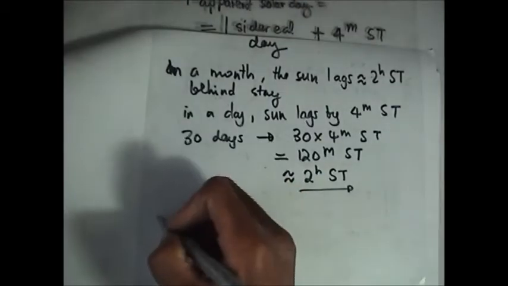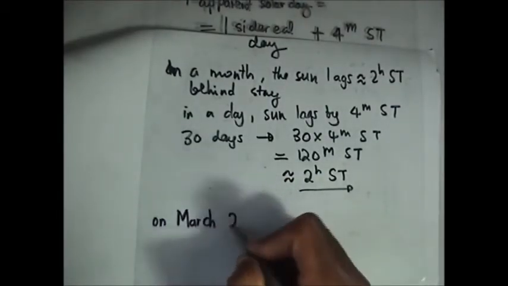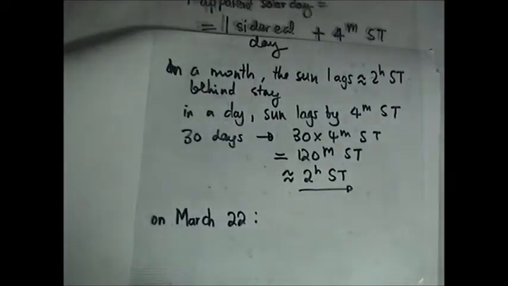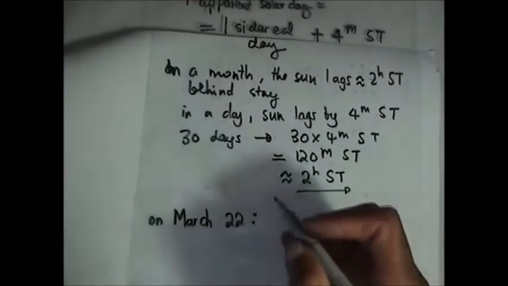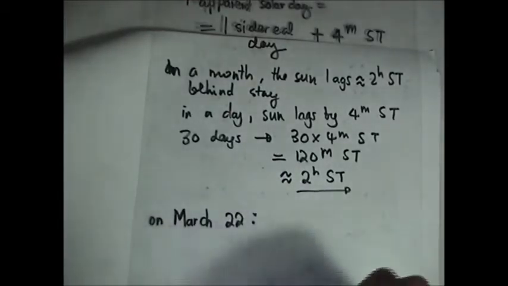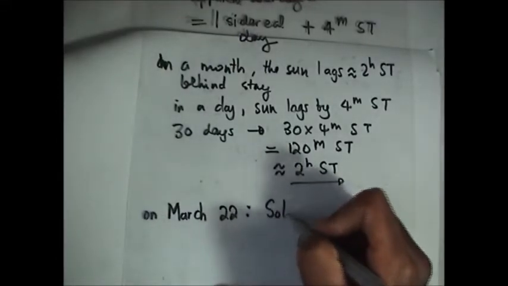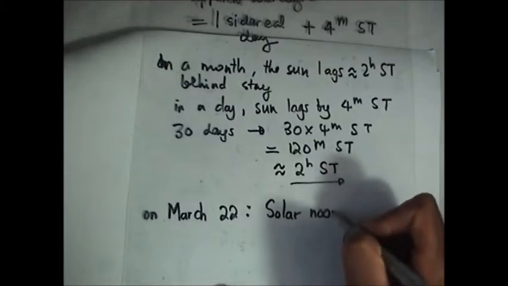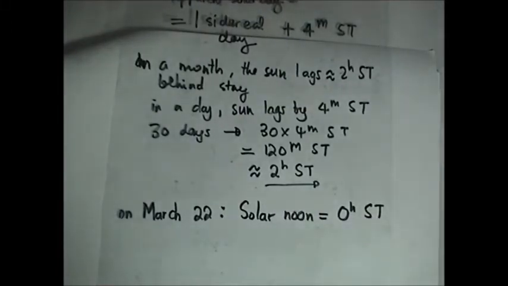So basically, imagine on March. Now to apply this to what we will be doing on March 22. On March 22, we said at noon, if you look up the sky and you see where the sun is, that is when you start your sidereal clock. So which means on March 22, solar noon will give us 0 hours sidereal time. That's what it basically means.